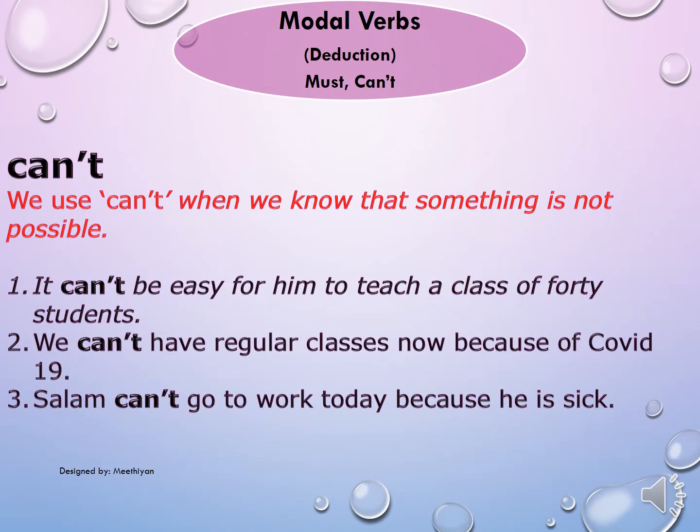Now let's take can't. We use can't when we know that something is not possible. There are 3 examples. The first one, it can't be easy for him to teach a class of 40 students. You know, a class having the strength of 40 students. Will it be easy to teach such a class? There will be a lot of disciplinary issues.